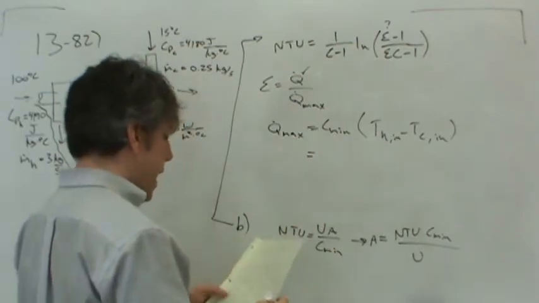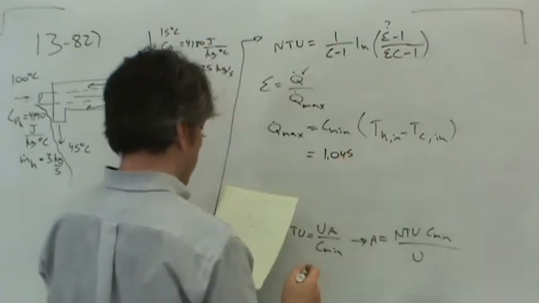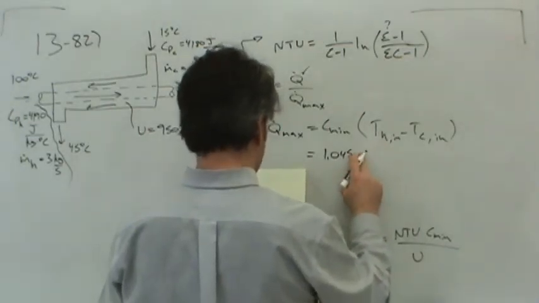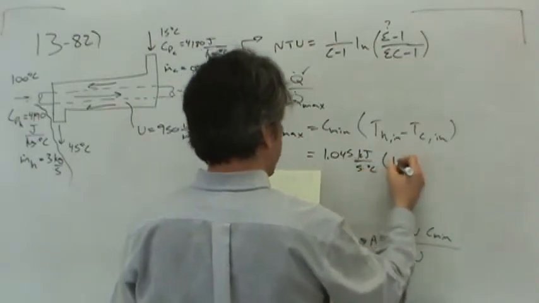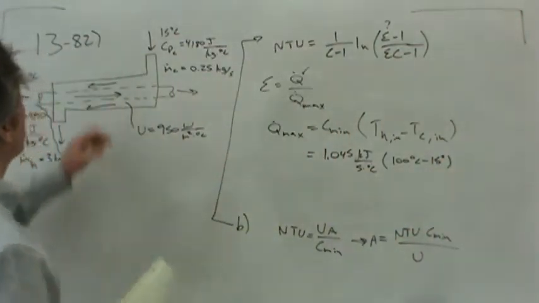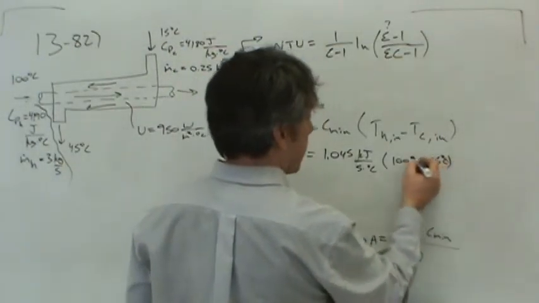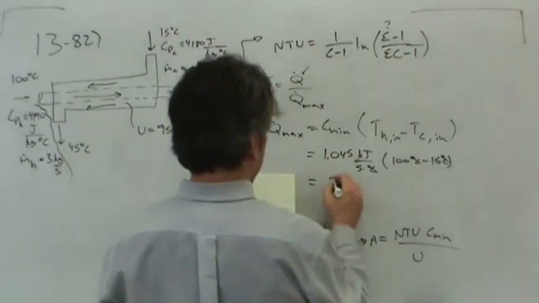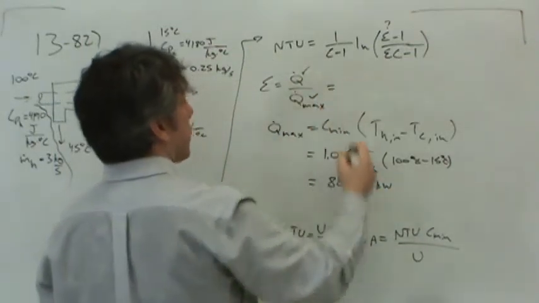So calculating the maximum heat transfer rate, that would be 1.045 kilojoules per second per degree Celsius multiplied by 100 degrees Celsius less 15 degrees Celsius. Notice the cold stream comes in at 15, the hot stream comes in at 100, so that's the difference we need. So the maximum heat transfer rate would be 88.825 kilowatts. So now I can actually calculate the effectiveness.